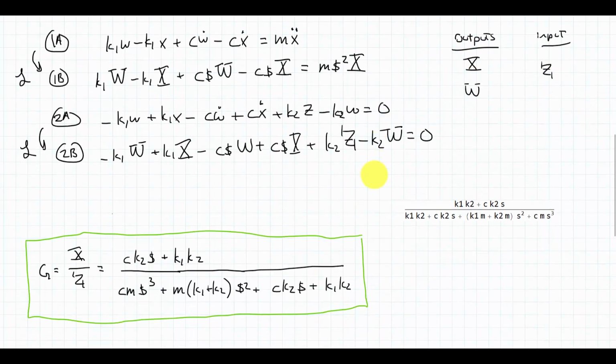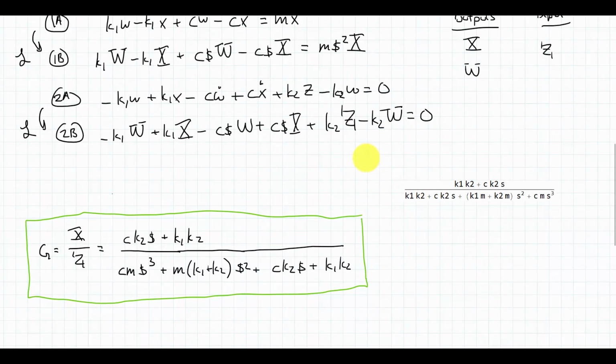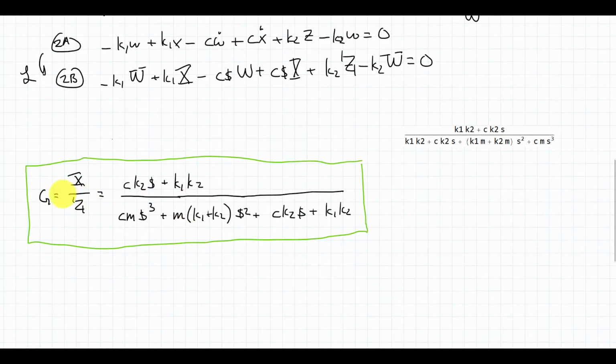So using Mathematica, putting 1b and 2b together and solving for our outputs, and doing a little bit of rearranging, I was able to get the desired transfer function. I'll call it G, but that is this X output over Z input. And finally, I had to just write it in descending powers of s to get it into the standard form we want for transfer functions.